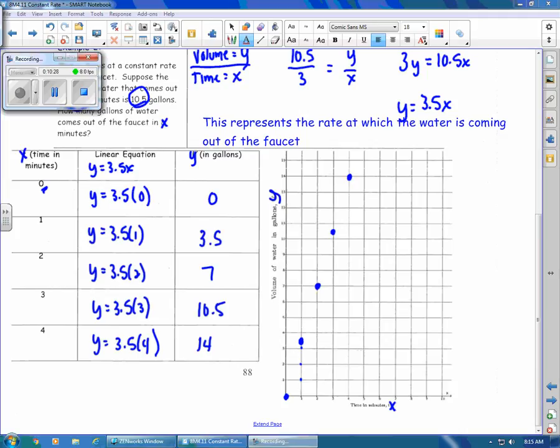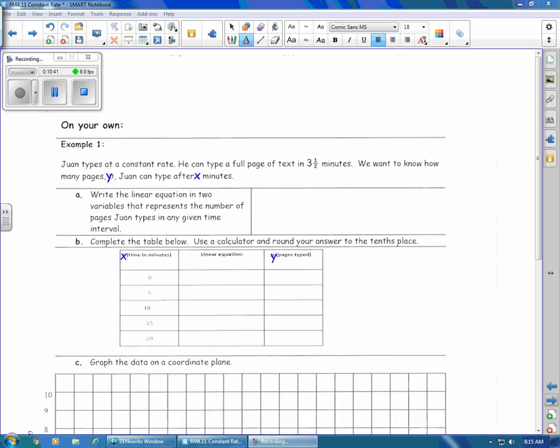Okay, check your graph. Make sure your graph looks like mine. If you have any questions, note them on the page so that you can ask them when you get to class. And let's turn the page. This next one is an on your own problem. So Juan types at a constant rate. He can type a full page of text in 3.5 minutes, and we want to know how many pages, we're going to call it y, Juan can type after x minutes. So again, I'm changing the variables to the y and the x because we know how to deal with y's and x's. We've been dealing with it all along.